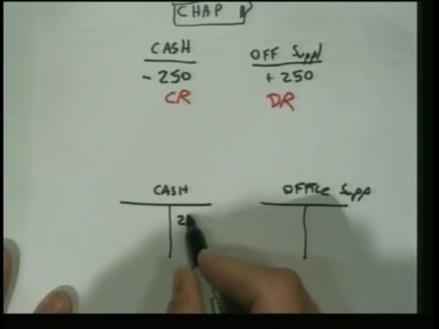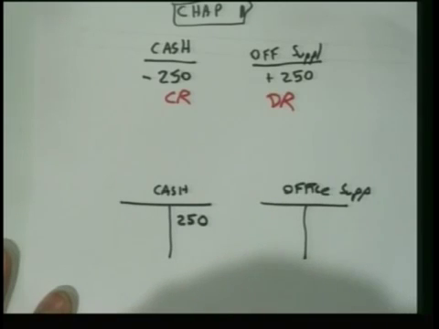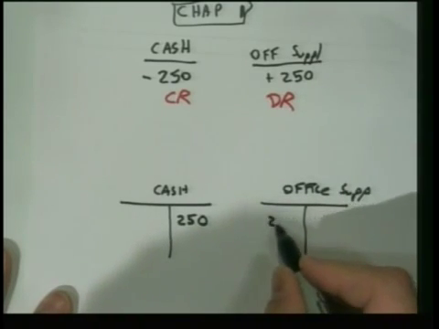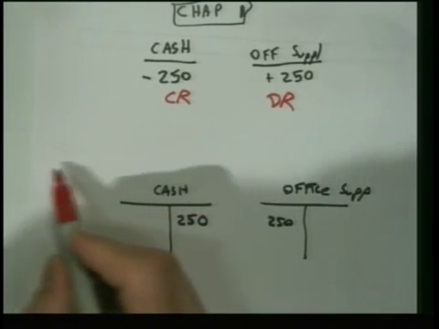You with me? We learned that the way you record this is you credit cash, so you write this on the credit side, or more appropriately, you credit cash for $250, correct? And you debit office supplies for $250. Are you with me? Okay, good.